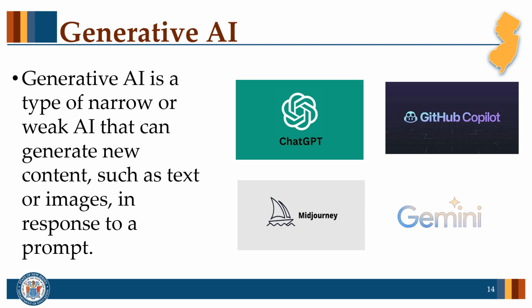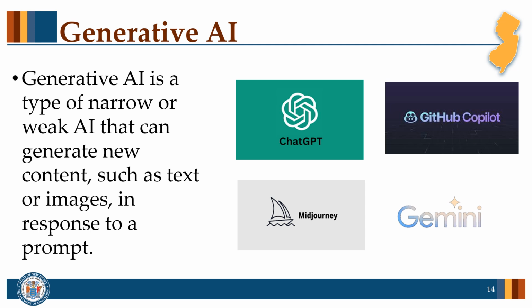It is important to note that artificial general intelligence, or AGI, is not the same as generative AI. Generative AI is a type of narrow or weak AI system that can generate new content, such as text or images, in response to a prompt. AI chatbots such as OpenAI's ChatGPT and Google's Gemini, GitHub's programming AI system Copilot, and art creator Midjourney are all examples of generative AI systems.